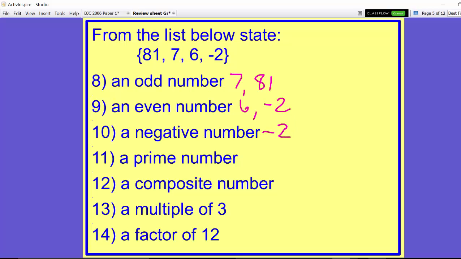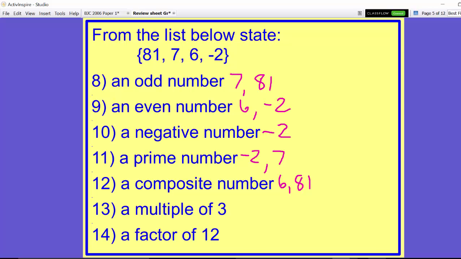Number 11, a prime number. 2 is a prime number, so we could have -2 or 7. Number 12, a composite number. There are 2 answers, so you can have 6 or 81. A composite number would have 3 or more factors.